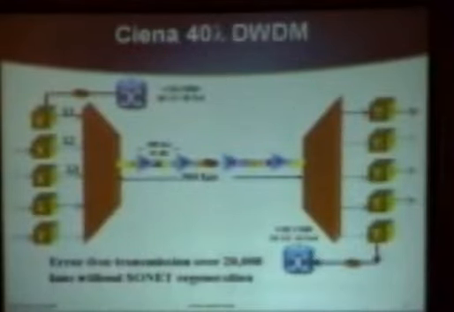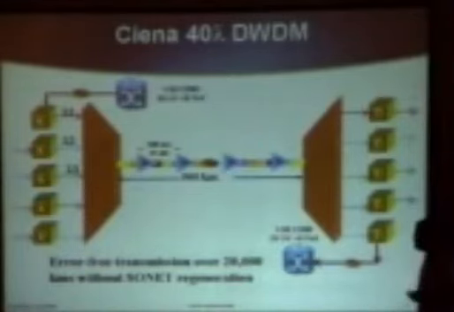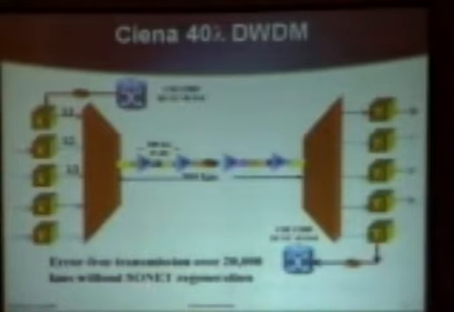So, just a couple of slides about the experience we've seen with some of our customers. Here's a test we performed about a year ago using the Sienna 40 wave system and the GSR 12000s. We went in on one wavelength, down 500 kilometers of fiber, out, wrapped around, back in, out, back in, round and round and round. 20,000 kilometers of transmission, error-free from the first day we plugged the GSR into the system, without a single piece of Sonnet equipment being needed.